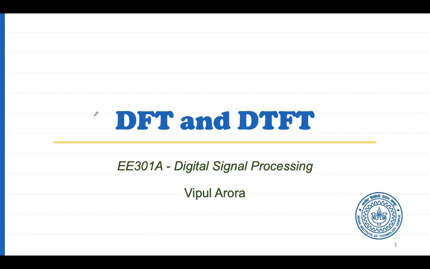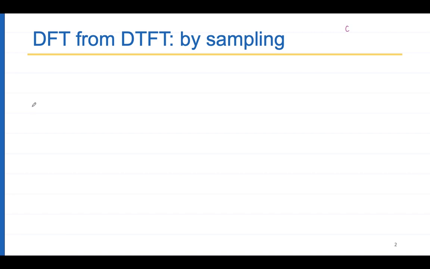Welcome. In this video, we will be discussing the relationship between DFT and DTFT. So let's see, how do we obtain DFT from DTFT? We do it by sampling. You remember, DTFT is continuous in frequency, but DFT is discrete in frequency. The relationship is that DFT is simply samples from DTFT.